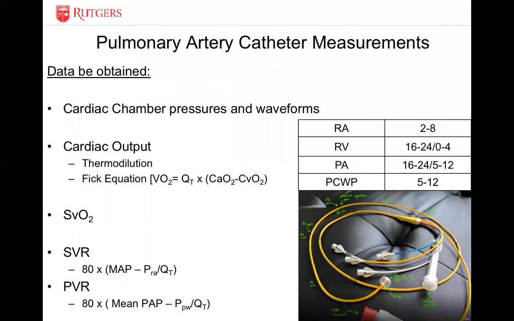All right, pulmonary artery catheter measurements. So this is used to measure different pressures within the cardiac chambers and to look at waveforms. It gives us the ability to measure cardiac output either by thermal dilution or by Fick. Most of the time we end up using the Fick equation. It also allows us to measure a true mixed venous saturation. Most of the time we're ending up looking at mixed venous saturations from central lines, whether that be from an IJ catheter, a subclavian catheter, or a femoral catheter.